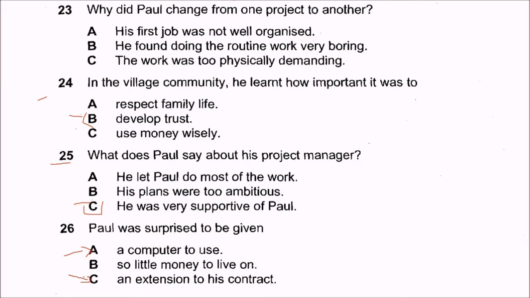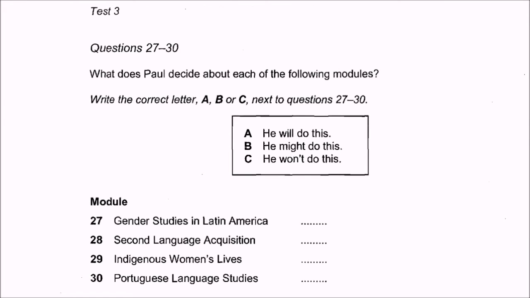Before you hear the rest of the discussion, you have some time to look at questions 27 to 30. Now these are questions 27 to 30. What does Paul decide about each of the following modules? Like gender studies in Latin America, second language acquisition, indigenous women's lives, and Portuguese language studies. So he'll do this, he might, or he won't. Now listen and answer questions 27 to 30.